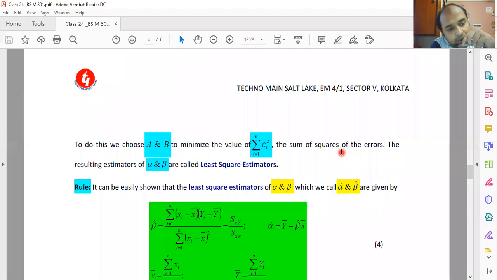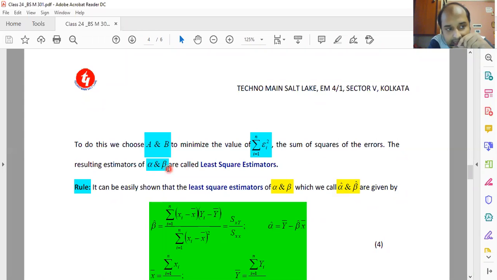The method is also sometimes known as least squares. And since we use the method of least squares to estimate alpha and beta, these estimated values capital A and capital B of alpha and beta are called least square estimators. The day after tomorrow, I am going to discuss in detail how to use the method of least squares to minimize this sum of squares of errors to get the estimates of alpha and beta.